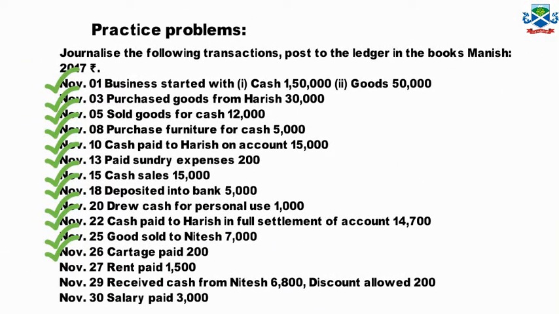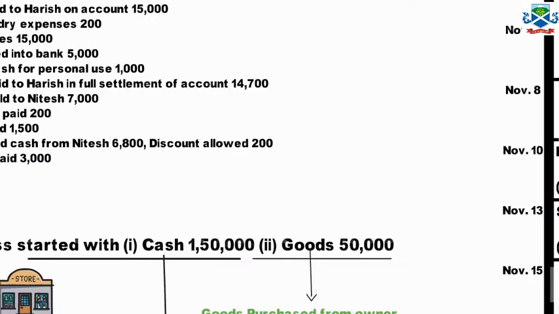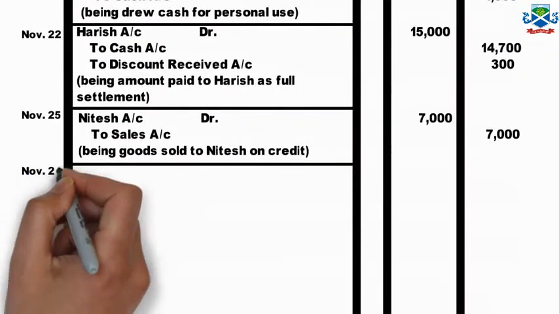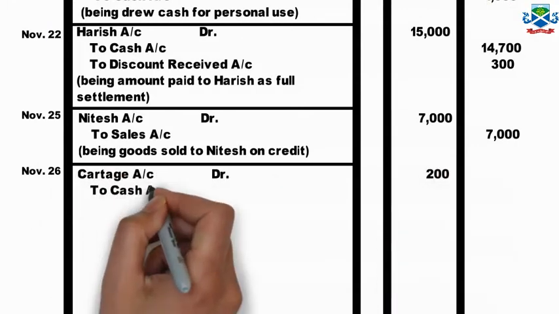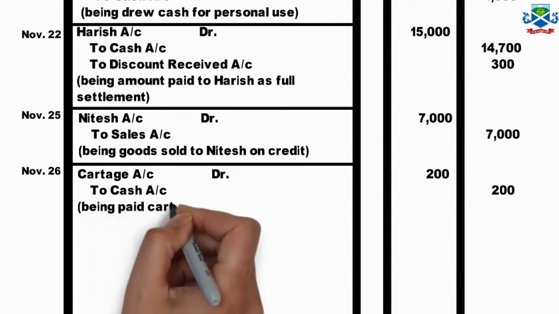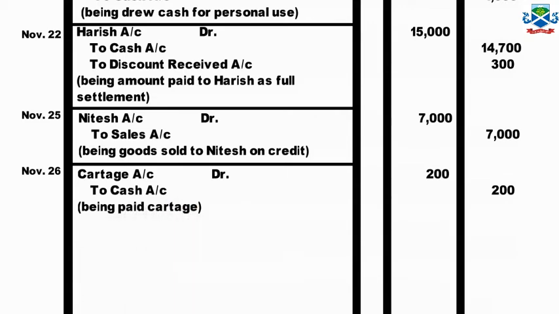Next one is cartage paid. Cartage is an expense and paid cash is going out. So cartage account debit as per nominal account rules, expenses debit. Cartage account debit 200 to cash account 200, being cartage paid, that is 200.